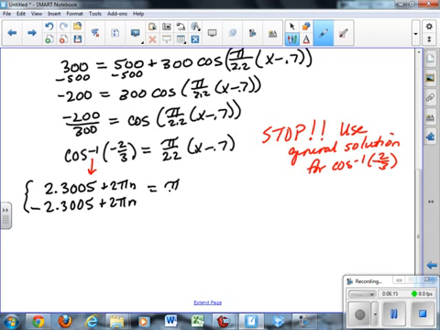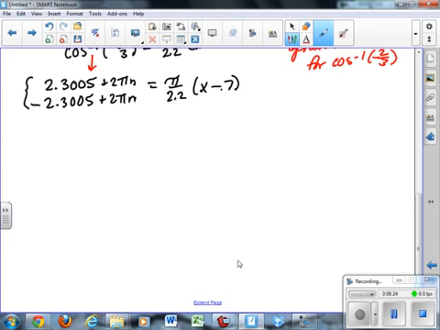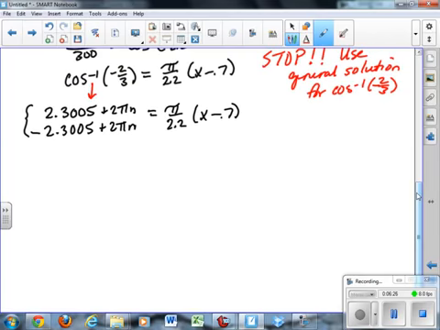Then I'm going to finish solving. So the next thing I have to do is get rid of what's outside the parentheses, because I can't deal with the negative 0.7 until I get rid of what's outside the parentheses. So I need to multiply both sides of my equation by 2.2 over pi.